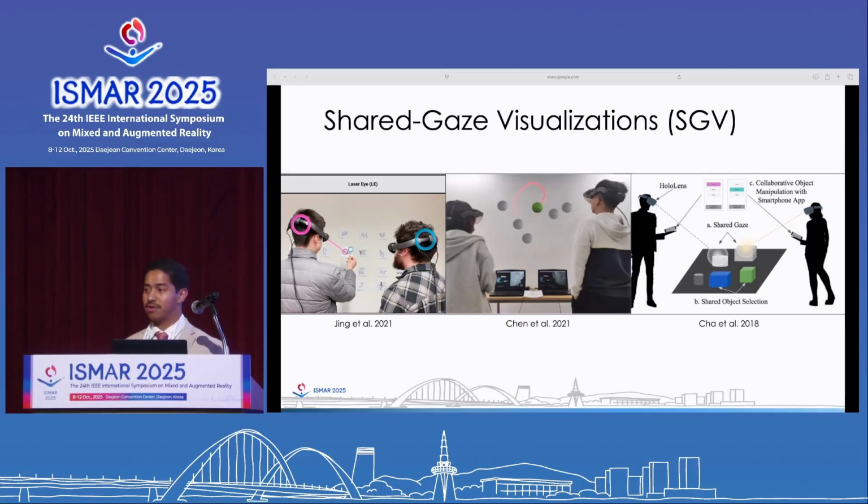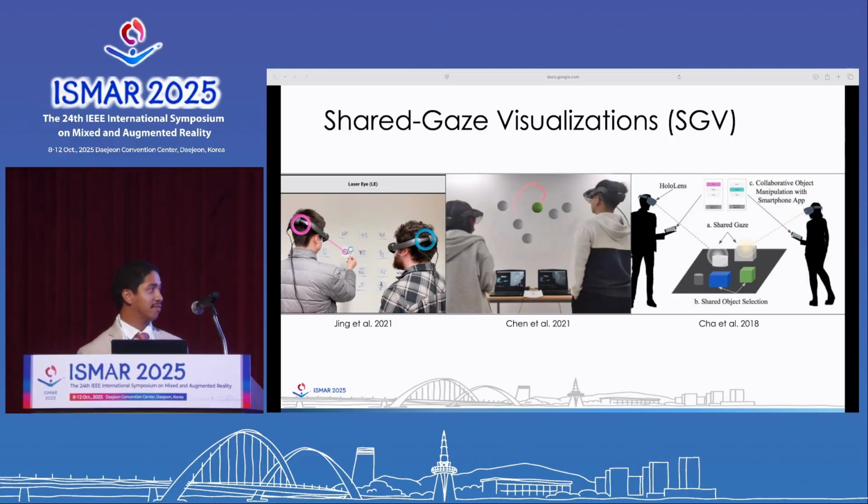So what exactly are shared gaze visualizations? Shared gaze visualizations, or SGVs, are a way of presenting mutual understanding and eye-tracking information in augmented reality. It allows collaborators to understand each other's intention and attention while working together on tasks. And they can be implemented in a variety of ways.